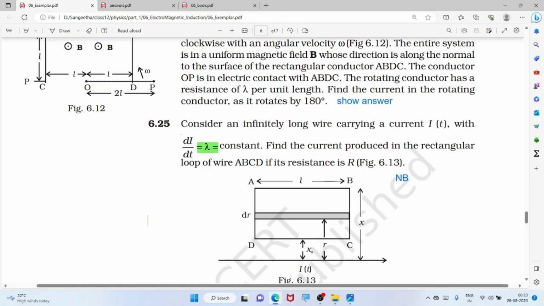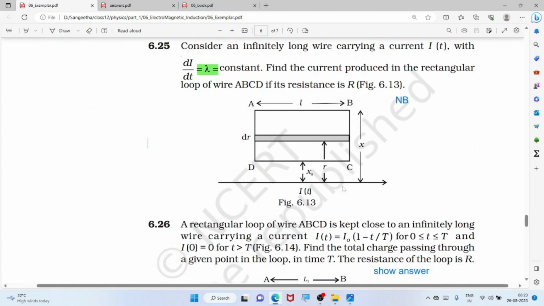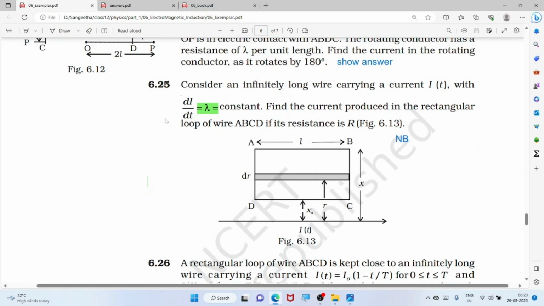Consider the infinitely long current carrying wire, with the rate of change of current lambda as a constant. Find the current produced in the rectangular loop, in this loop, due to this current carrying conductor.